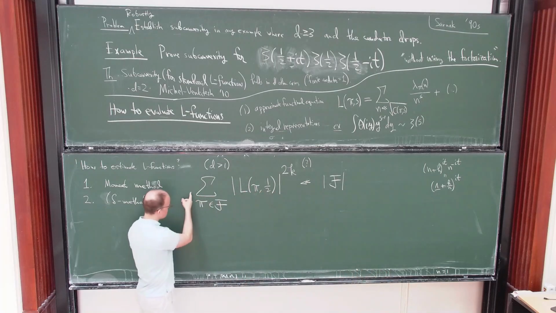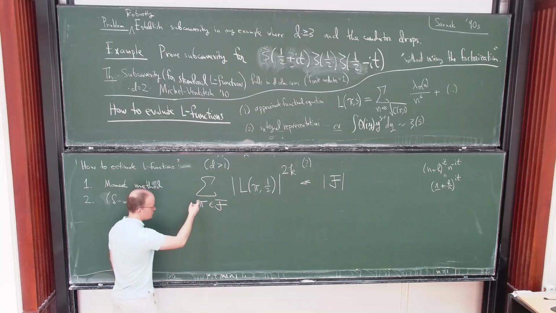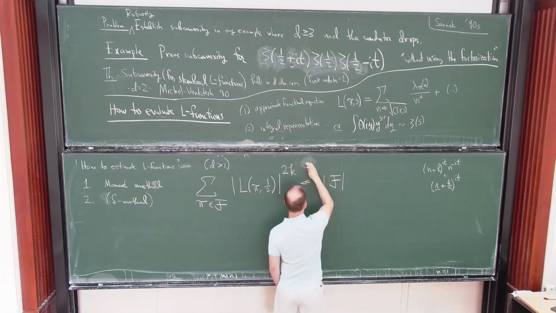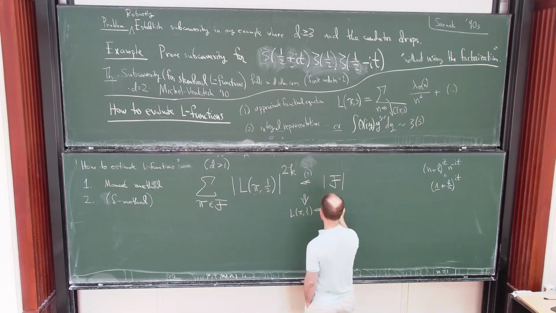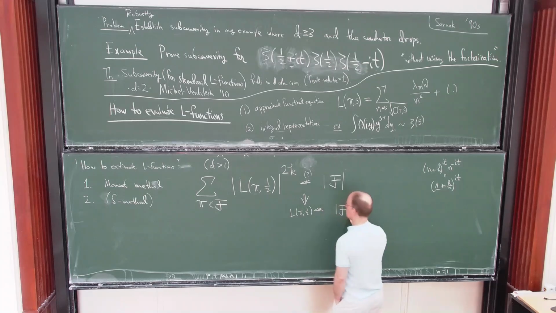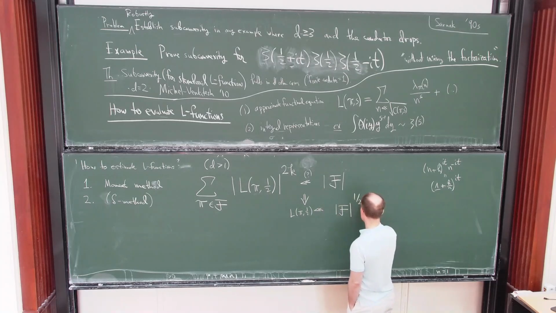Okay, so this, of course, can be used to bound an individual term that shows up here. So if we can show this, and I put a question mark here to indicate that we often can't, then you get that L of pi half is bounded by the size of the family to the 1 over 2k.